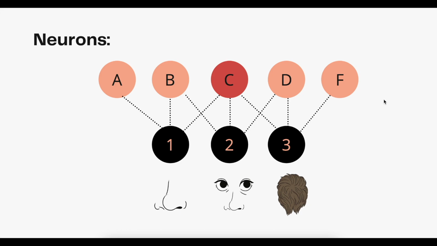Okay, so you can see neuron 1, 2, and 3. They have certain information and they want to send that information to other neurons. Here you can see a very simple interpretation, and in this scenario, the neuron C is the one with a complete picture of a face.